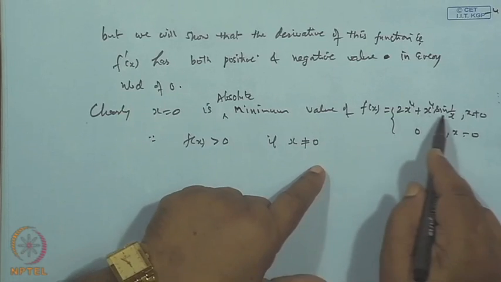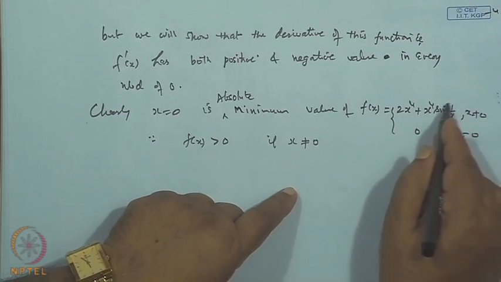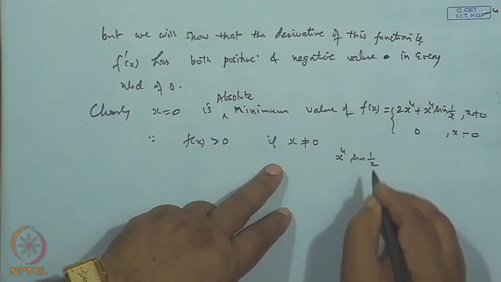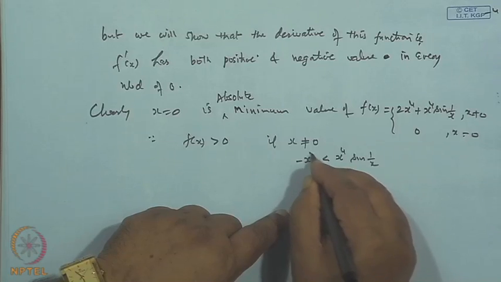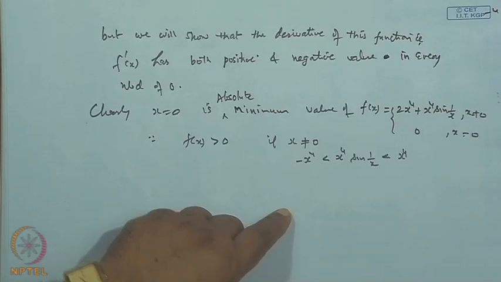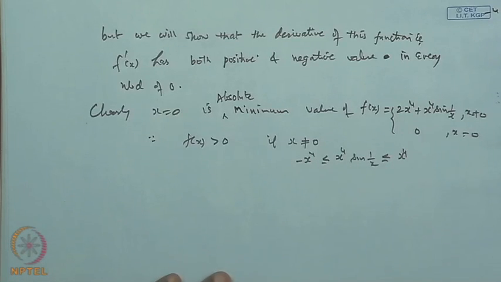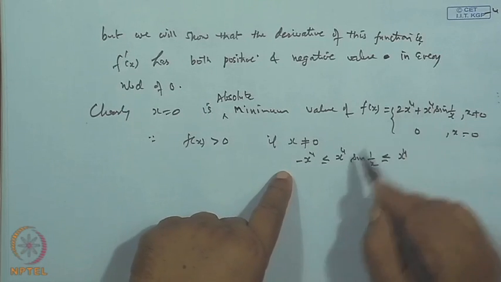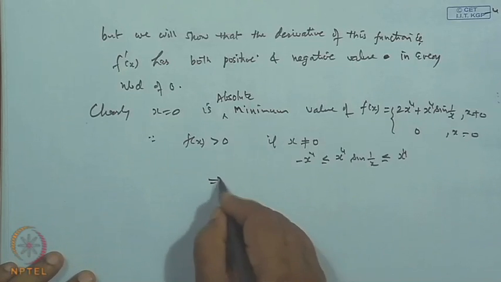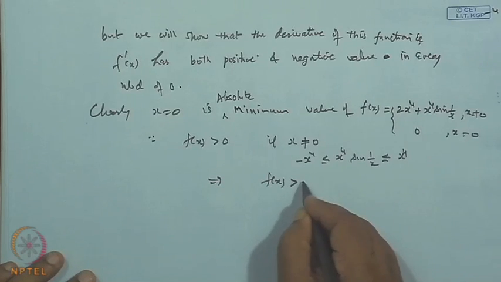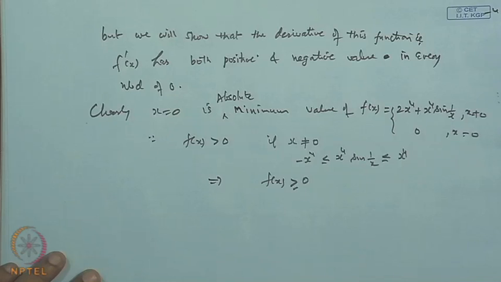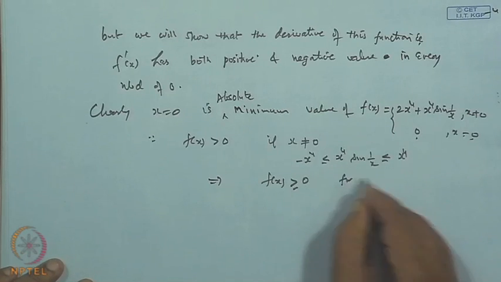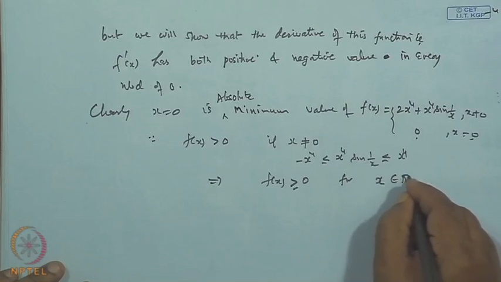The reason is that x to the power 4 sin(1/x) is bounded between minus x to the power 4 and plus x to the power 4. Now, when we add 2x^4 on both sides, x^4 is a positive quantity. Therefore, the function f(x) will always be greater than or equal to 0, and it is 0 at the point 0. So, it is greater than or equal to 0 for all x belonging to R.